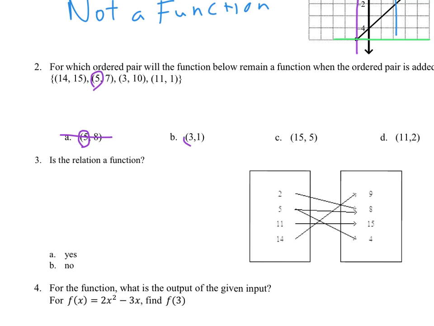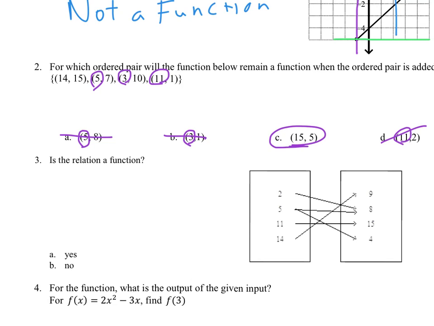We have 3, 1. Problem with that is we already have 3, 10. So same thing, if we added 3, 1, then the one input of 3 would give us two different outputs. We have 15, 5. We do not have another 15, so that would appear to work. And if we check out the fourth choice as well, 11, 2, there's a problem there because we already have 11, 1, which would give 11 two different outputs. So the only choice that makes sense there is C, 15, 5, again because we do not have another 15 in there.